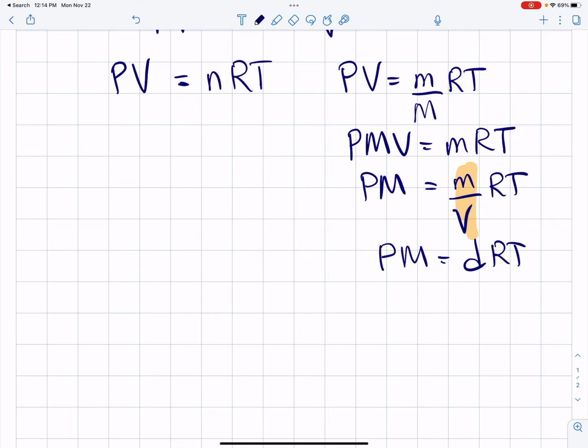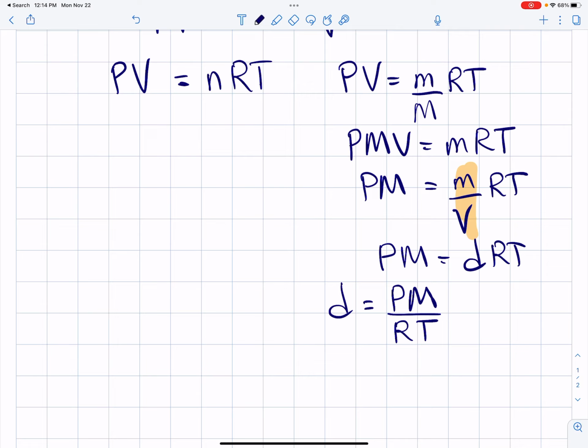So solving for density, the density of an ideal gas would be the pressure times the molar mass divided by RT. So you need to use the molar mass in grams per mole, your temperature in Kelvin, and then depending on the units for pressure, if you're using kilopascals, then R would be 8.314. If you're using pressure in atmospheres, then R would be 0.0821.